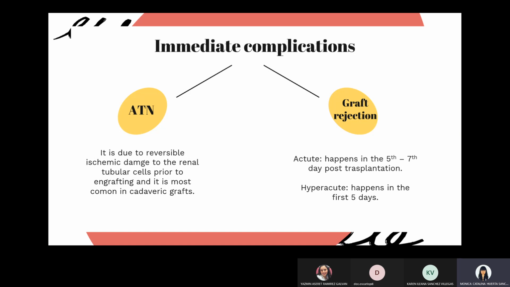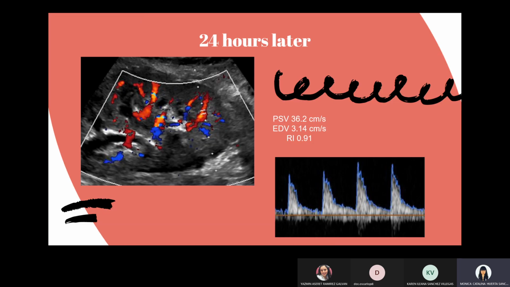In the ultrasound, the findings that we can have are also a large kidney with compression of the sinus, loss of the cortical medullary differentiation, and high resistive index, which are all the same findings that we can see in acute tubular necrosis. So really, by ultrasound, we cannot do the differentiation between one and the other. So we have these 2 options for our patient.